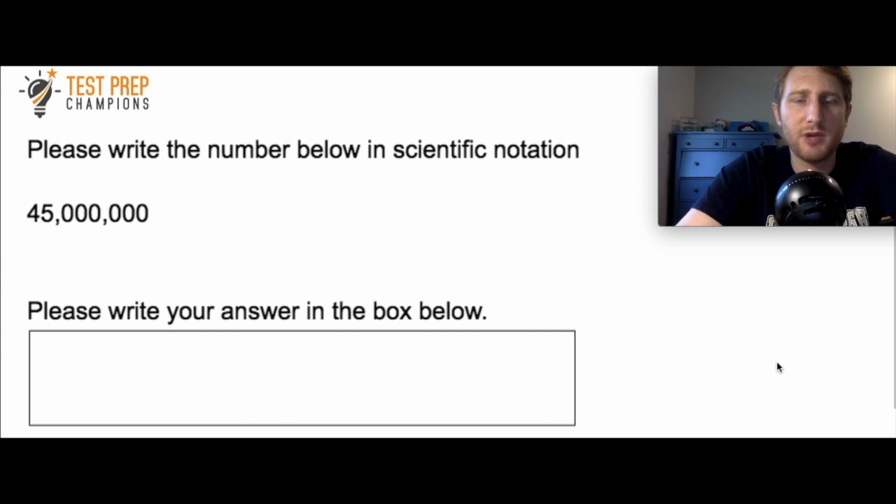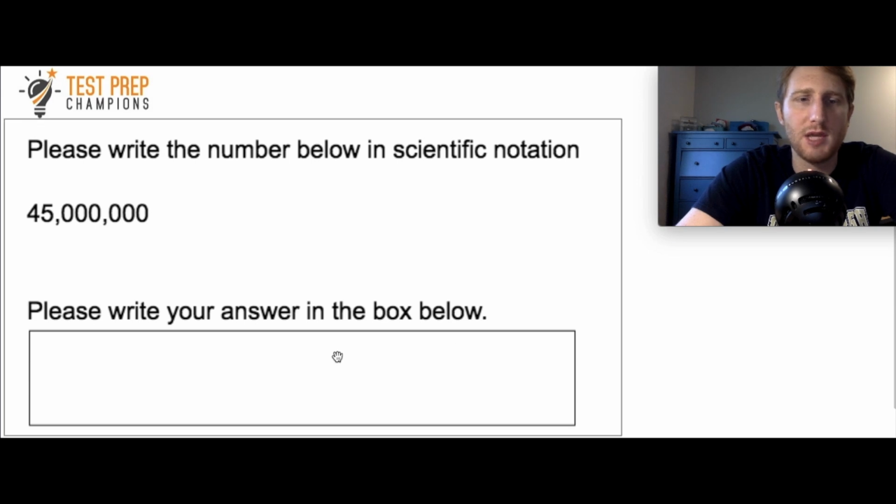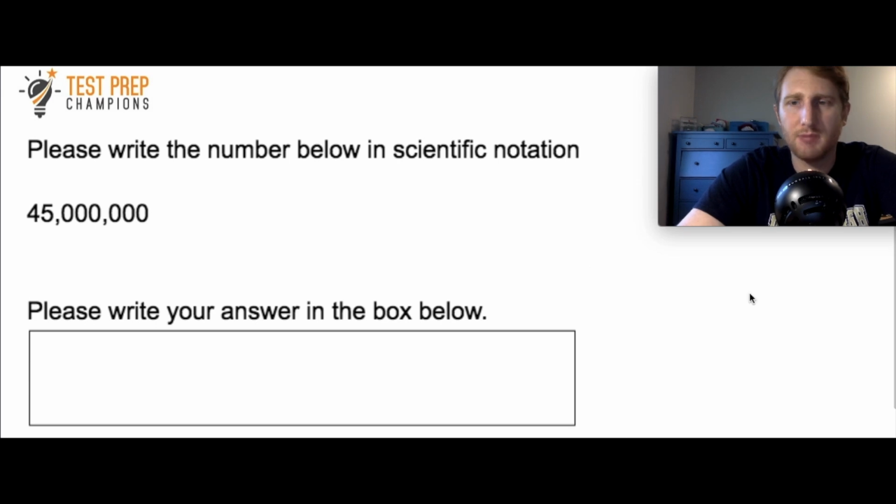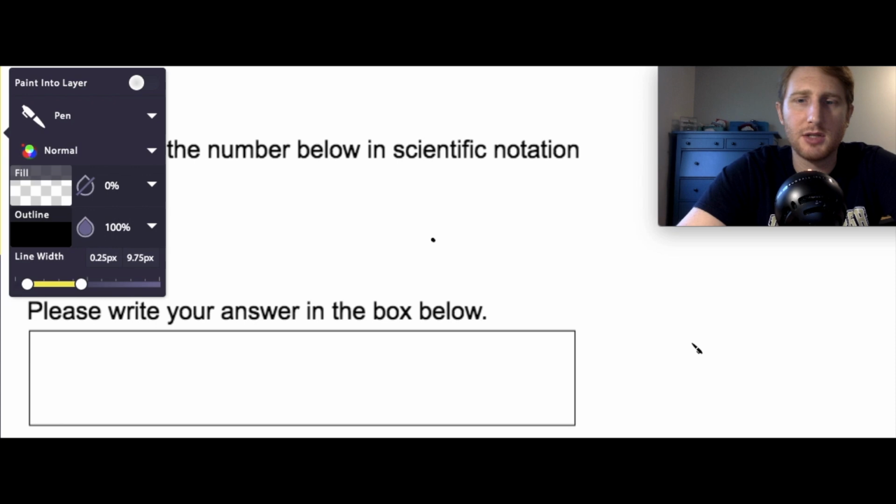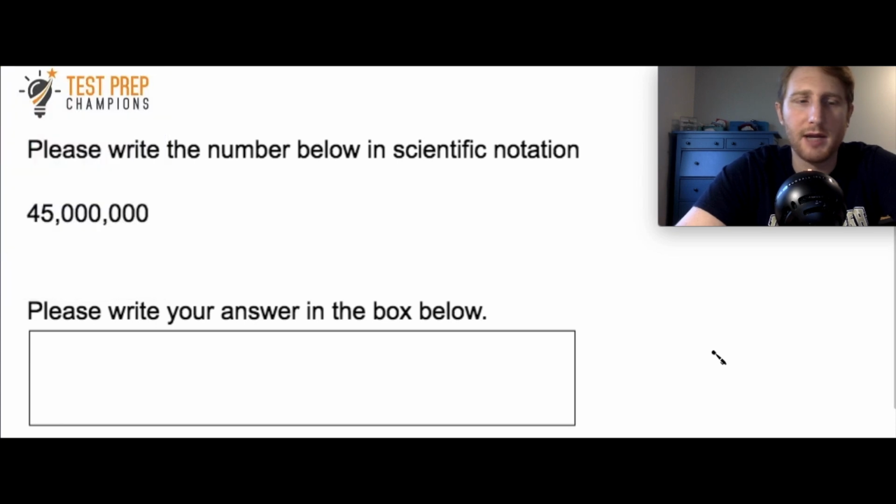Please write the number below in scientific notation. It says, please write your answer in the box below. Obviously you're not going to be able to write your answer through the screen, but just put it down on a sheet of paper, or you can do it in your head if that works. Here's your number, 45 million. Let me give you a chance to pause the video and try to figure this out. And as always, we're just going to go over it whenever you're ready.